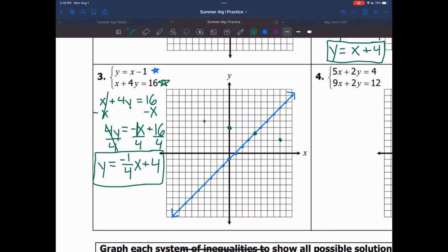Actually, I'll do another one. Up 1, left 1, 2, 3, 4. Okay, that's all the points I can get. So I can get a nice and straight line. Sort of. Boom, there it's straight. Okay, but your answer is where they intersect, which is at this point.